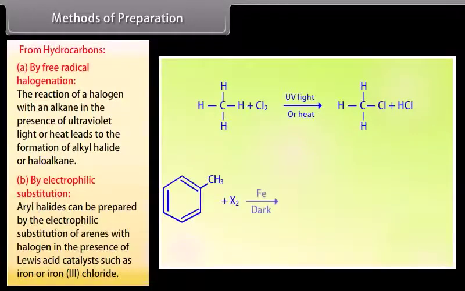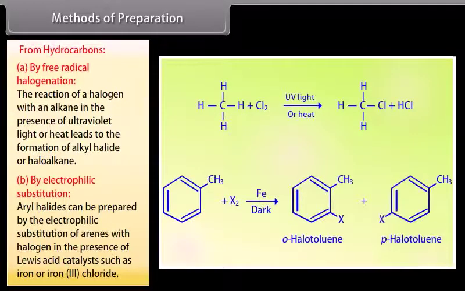By electrophilic substitution. Aryl halides can be prepared by electrophilic substitution of arenes with halogen in the presence of Lewis acid catalysts such as iron or iron(III) chloride.